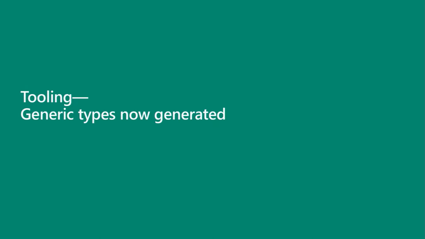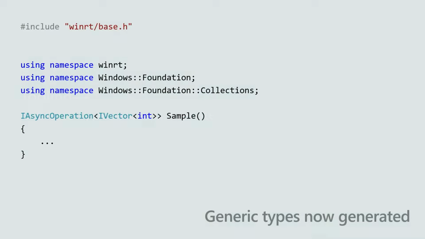Another thing to keep in mind, again, this is not something you need to care particularly about, but it's something that we've done for you to make your life better, is that generic types are now generated for you. To help you understand what this means, consider this very simple example. We have an IAsyncOperation of IVector.